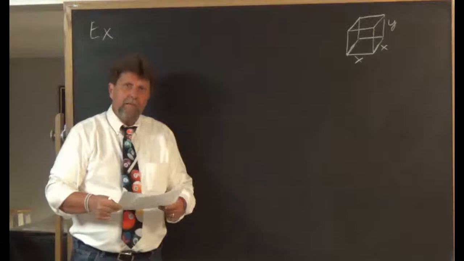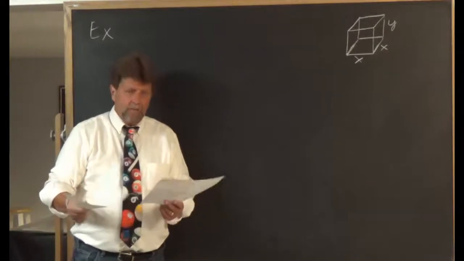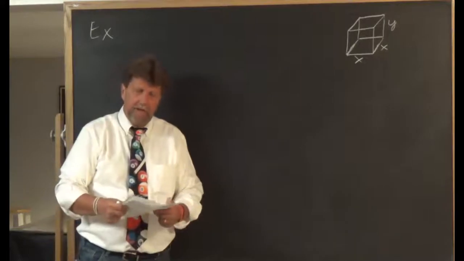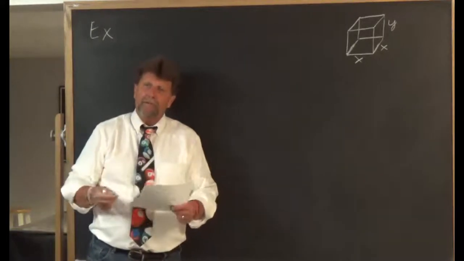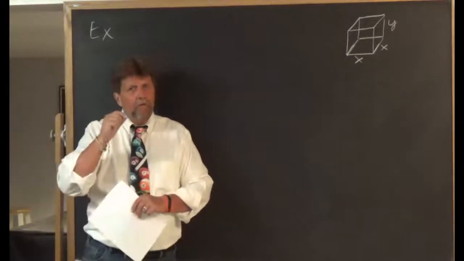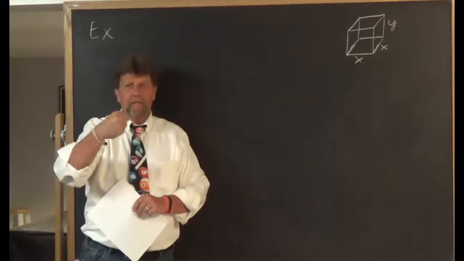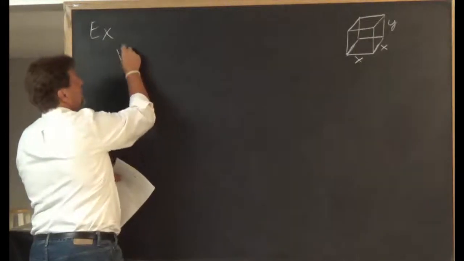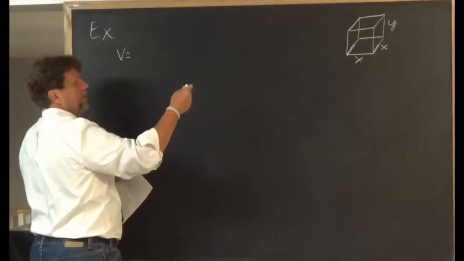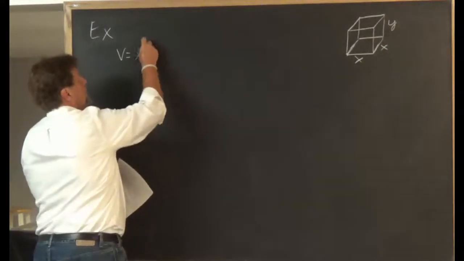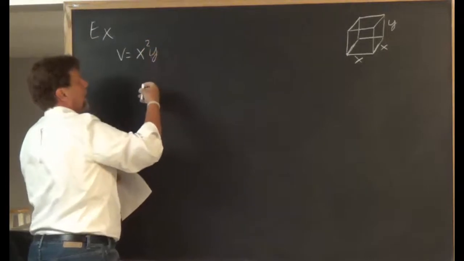Now, what is it we're trying to optimize? What is it we're trying to maximize? It's the volume. That's what we want to maximize. So our objective function is the volume. So we know volume is length times width times height. So for this box, the volume is x times x times y. That's x squared times y.